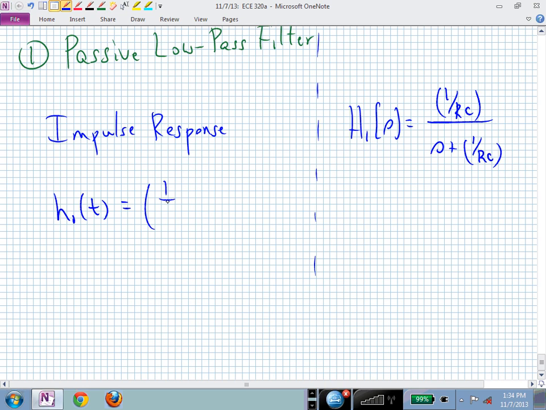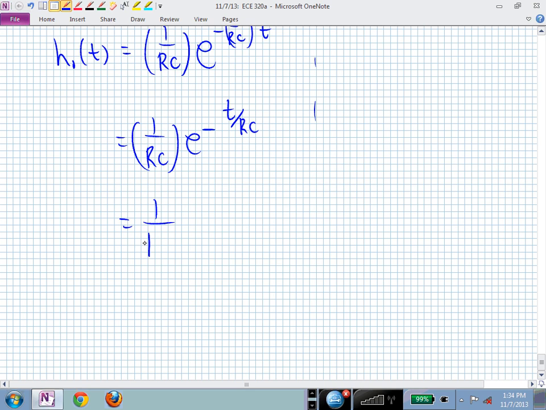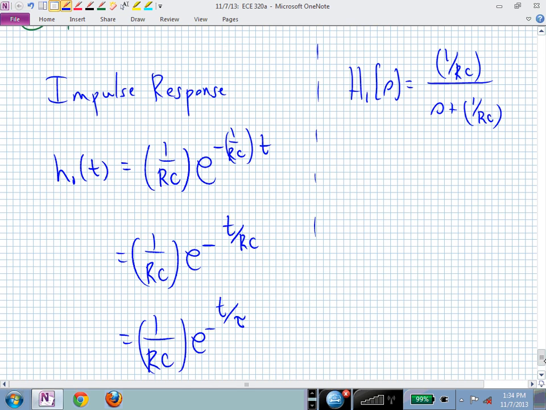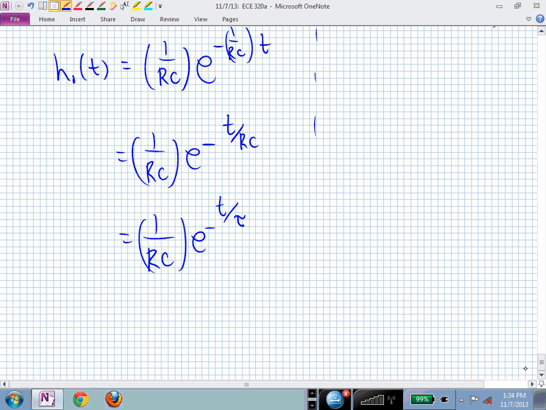It's going to have a scaling factor of that 1 over RC, and it's going to have an exponential decay determined by this minus 1 over RC t, or you might see that as 1 over RC e to the minus t over RC, or you might see that as 1 over RC e to the minus t over tau. And if we picked some numbers, let's say that we selected RC to be 1/10, this is now 10 e to the minus 10t for t greater than or equal to 0.